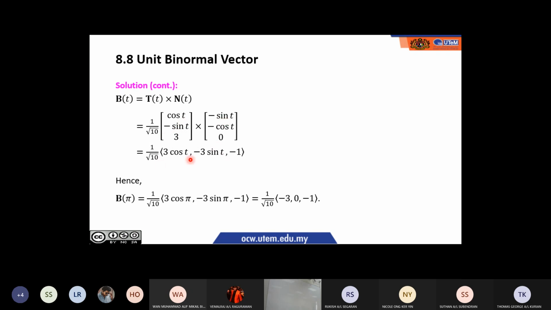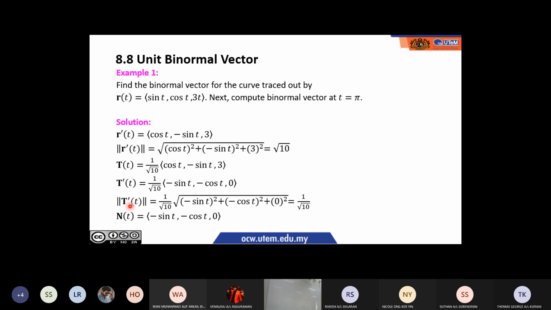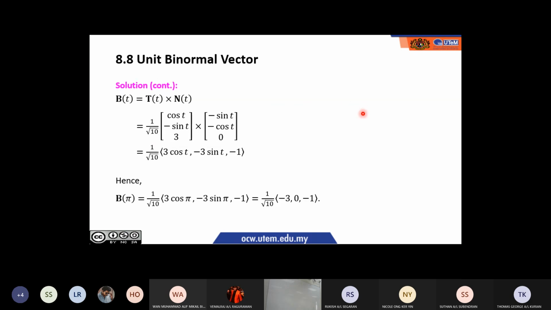So this is the B. And lastly, substitute the pi, because according to the question, we want the binomial vector at t equals pi. So just substitute t by pi. This one is pi, this one is also pi. Then get the final answer.